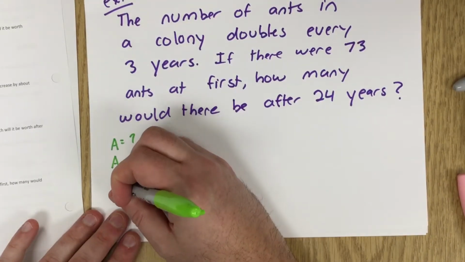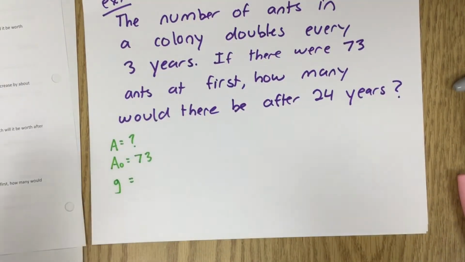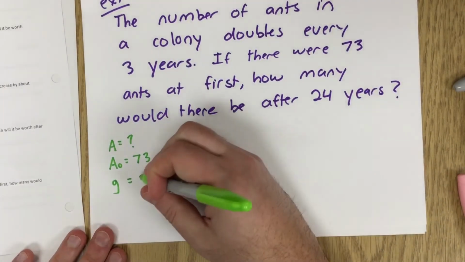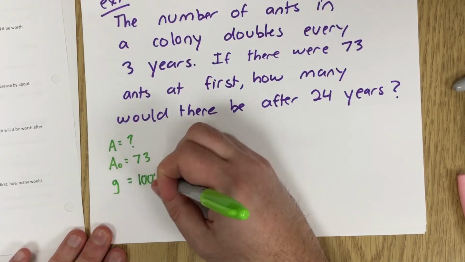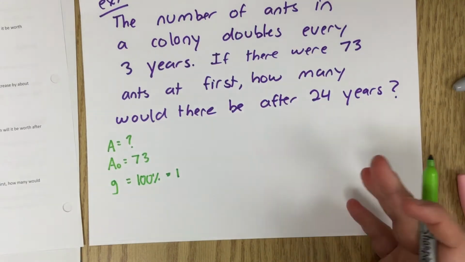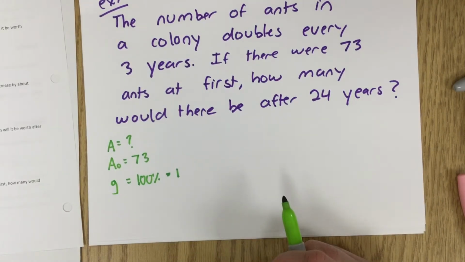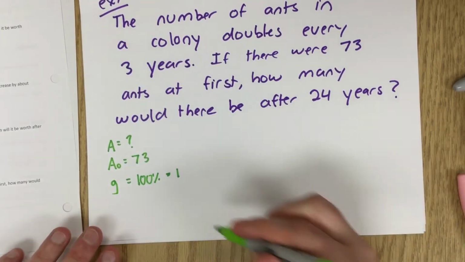Now the growth. If we're doubling, what that means is that we are growing by 100%. So our growth is actually 100%, which if we turn into a decimal is 1. You could grow by more than 100%. You could grow by 200%, that would be tripling. And 300% would be quadrupling, I guess. Kind of weird.